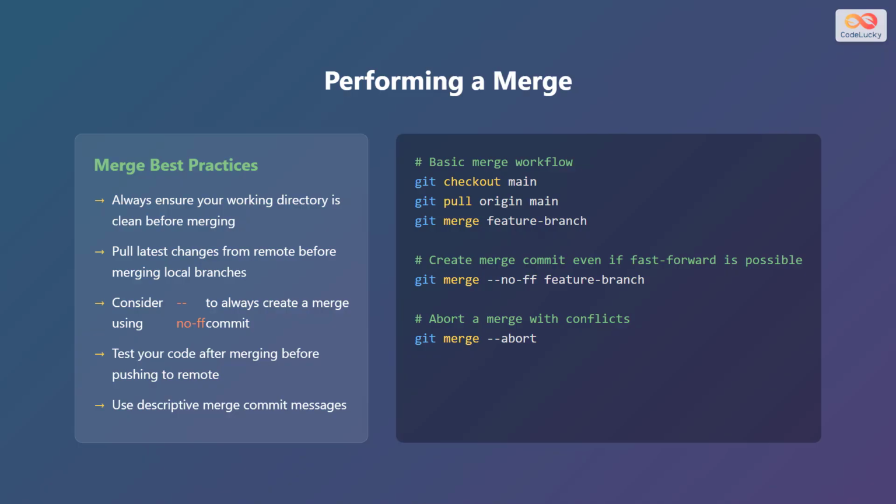Here are some commands to use. For a basic merge workflow, first check out the main branch, then pull from the origin main branch, then merge the feature branch. To create a merge commit even if fast-forward is possible, use git merge --no-ff feature-branch. To abort a merge with conflicts, use git merge --abort.